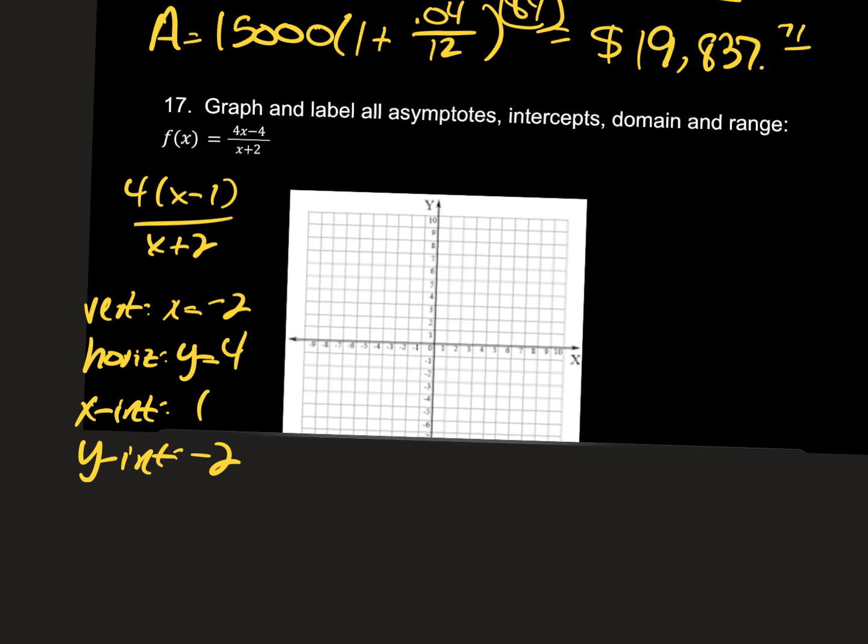Let's see. The vertical asymptote is at -2. Horizontal asymptote, y equals 4. X-intercept is 1, that's right there. Y-intercept is -2, that's down there. Now, because I know where those intercepts are, I know that part of the curve is doing this for sure.